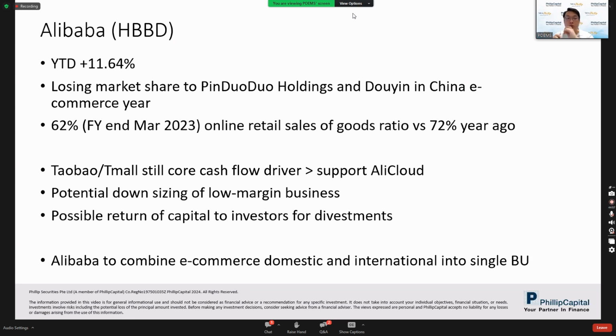Right. So we also see that for Alibaba, they had a recent news update where they announced that they will be combining their e-commerce, the domestic and international segments, into one. So the TTG, which is the Taobao and Tmall Group sector, will combine into a single business unit for the international and domestic sales revenue itself. So in that sense, it might help them to streamline their operation and cut costs, and also increase their competitive advantage in terms of the sales.